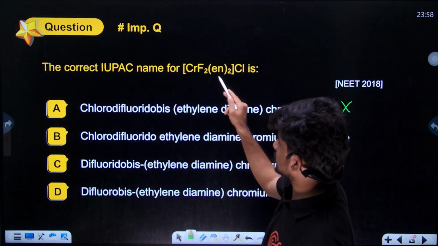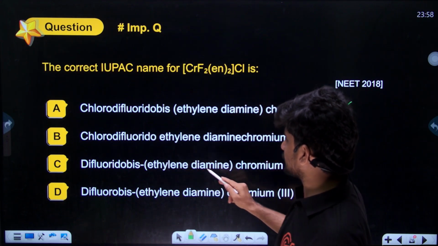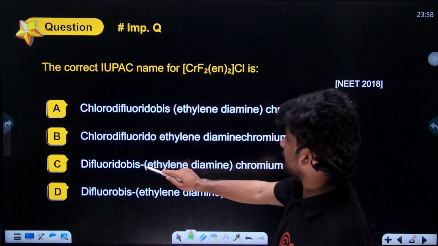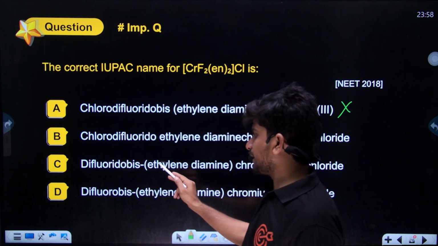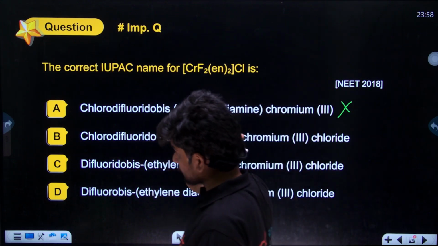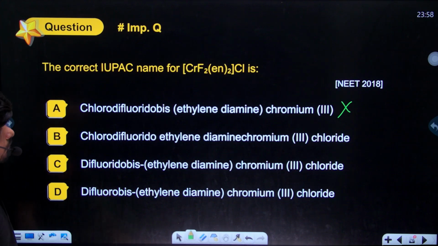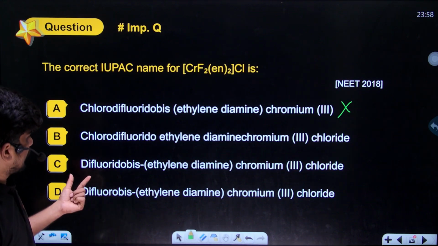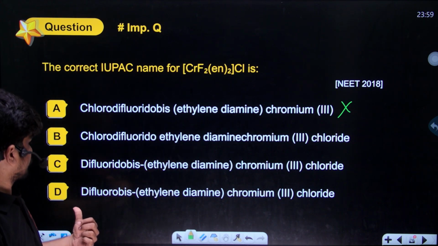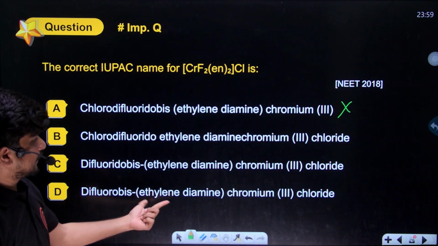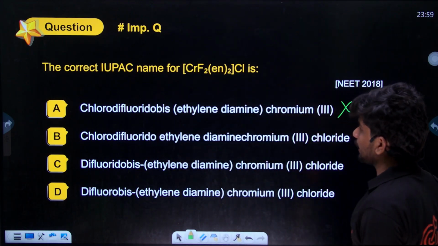Next is ethylene diamine. You have ethylene diamine. But how many are there? Bis ethylene diamine. Before this it's a fluoride. But E comes first or F comes first? Right? There is one more atom which is chlorine, so that is not there. So what do you have here? You have difluorido bis ethylene diamine. So you have C as your right answer. This is fluorido. Then you have ethylene diamine.